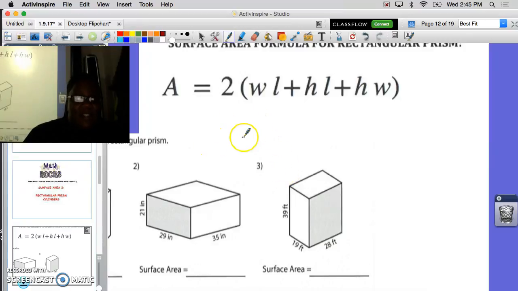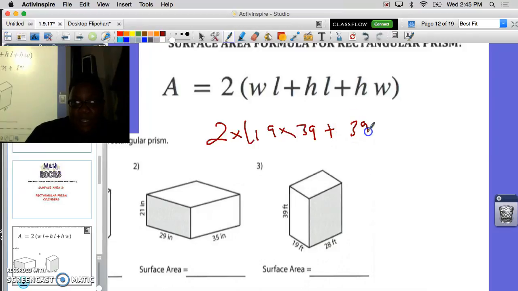Very nice. All right, let's plug in this formula. So now I have, my subconscious is done with this homework, 2 times, okay, the width, I'm going to look at it as 19, times the height, which is 39, plus height 39, times the length, 28, and plus the height, 39, times the width, which is 19.